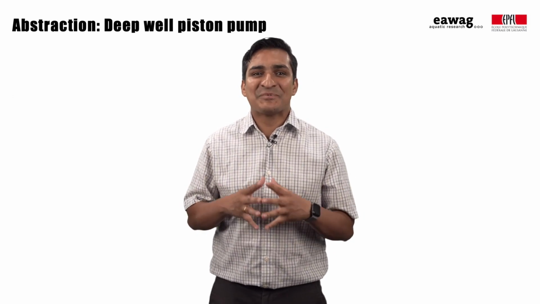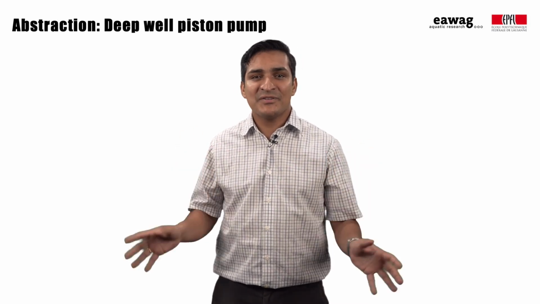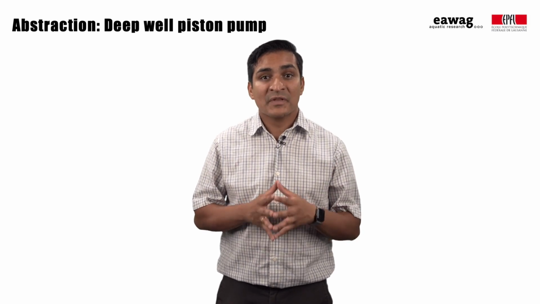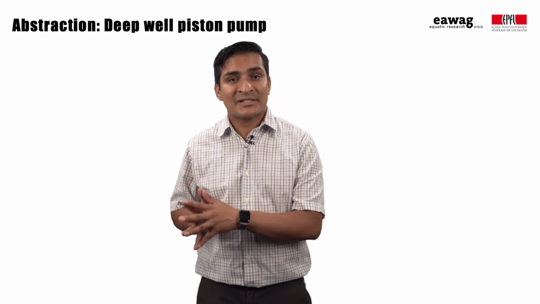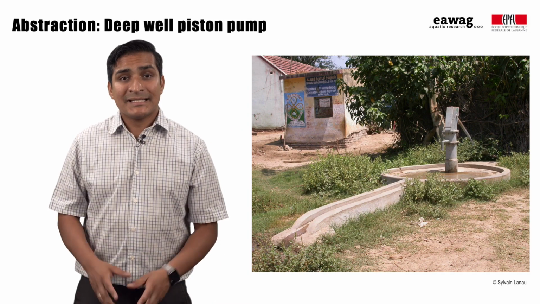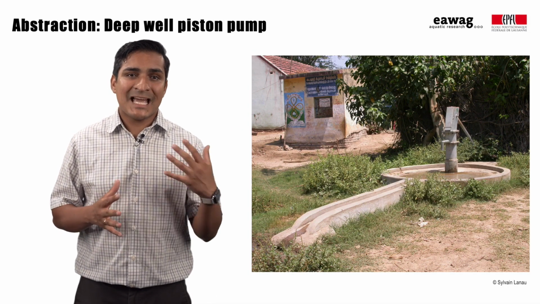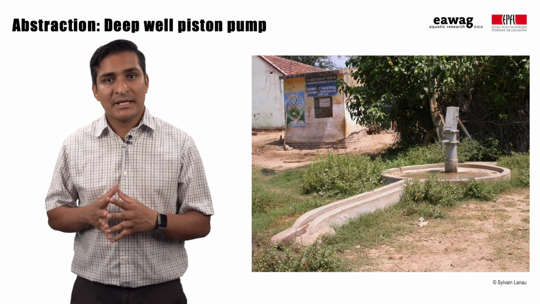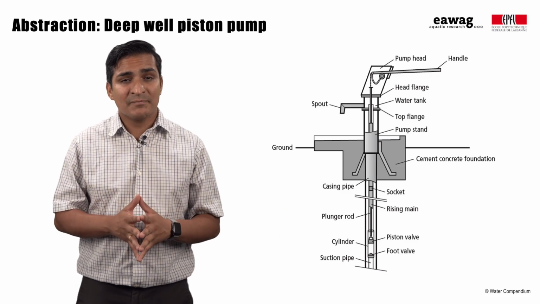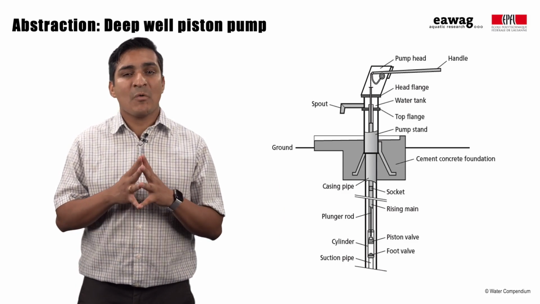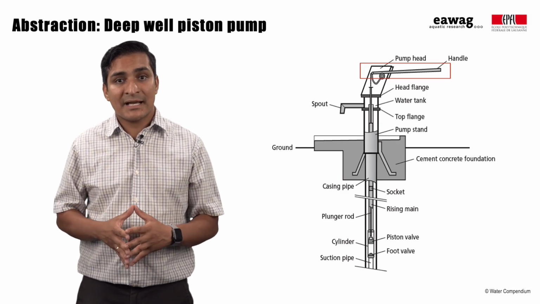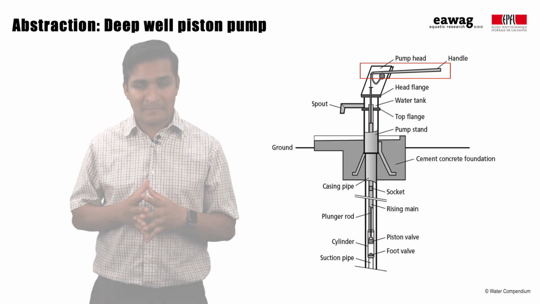Now, let's look at abstraction technologies and energy sources required for physical transport of raw water from the source to treatment plants' storage, starting with deep well piston pump. Deep well piston pumps are a type of positive displacement pump that moves a fixed amount of water per cycle. These pumps are unique in that water is lifted from deeper depths with the help of a lever as shown in the illustration.